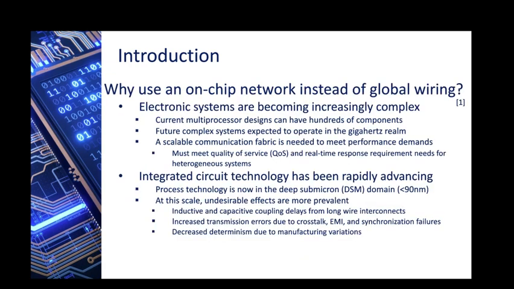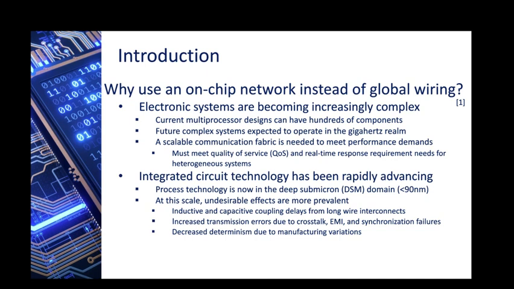So, why use an on-chip network instead of global wiring? First off, electronic systems are becoming increasingly complex. Current multiprocessor designs have hundreds of components. Future complex systems are expected to operate in the gigahertz realm. So, a scalable communication fabric is needed to meet performance demands. It must meet quality of service and real-time response requirement needs for heterogeneous systems.